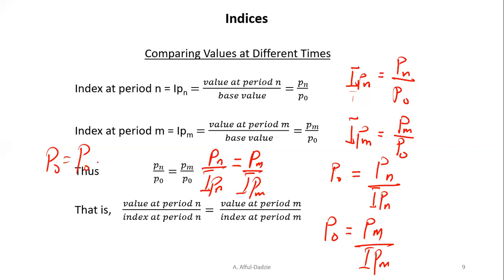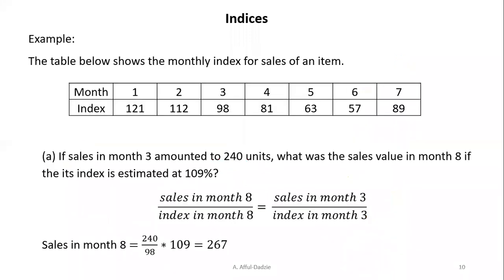The fixed base, the fixed period, is the same. Now, if I have this expression, then I can easily make the comparison. If I know the value at a certain future period and its index, and the value at a certain current period and its index, I can make certain comparisons. So let's see an example like that.